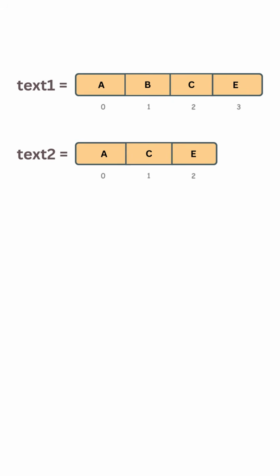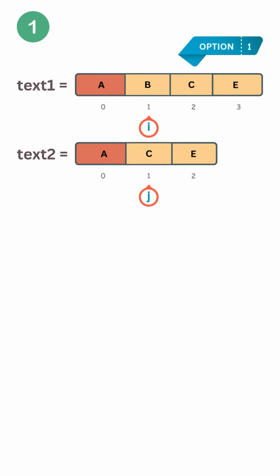We place two pointers, I for text1 and J for text2. If the characters at I and J match, we count 1 and move both pointers forward since we found part of the subsequence. If the characters at I and J don't match, we have two options.